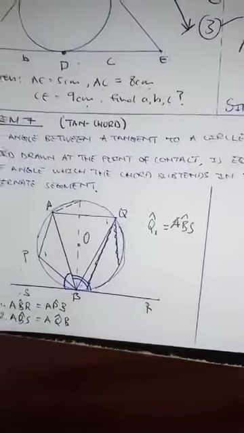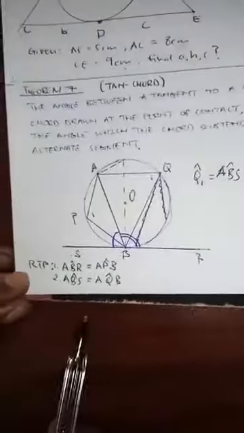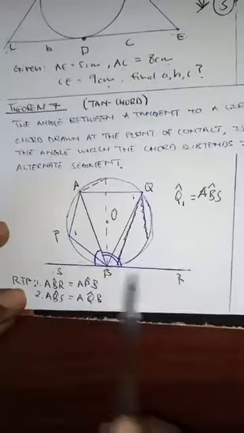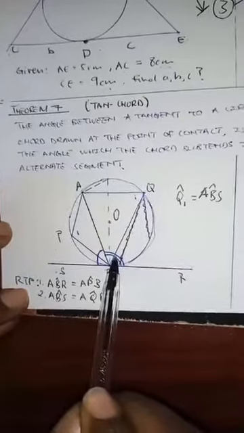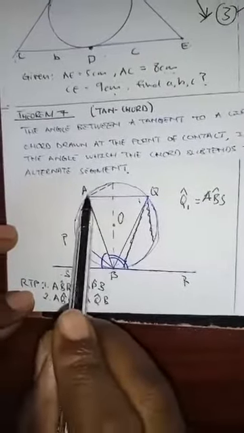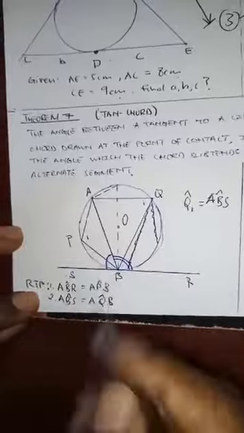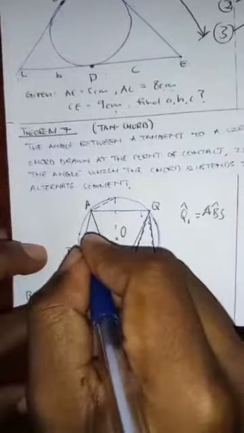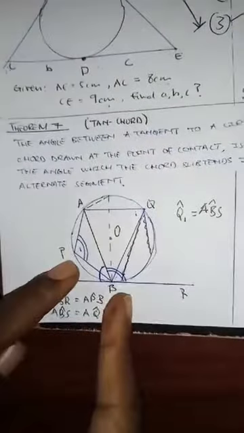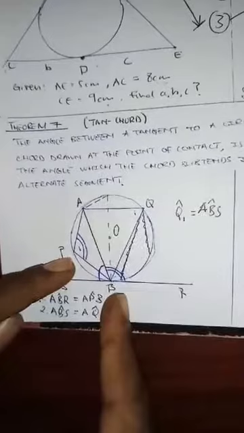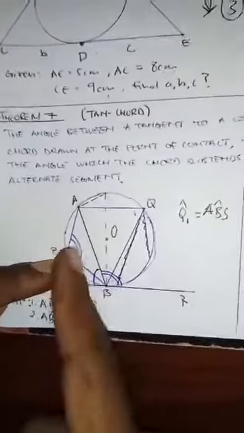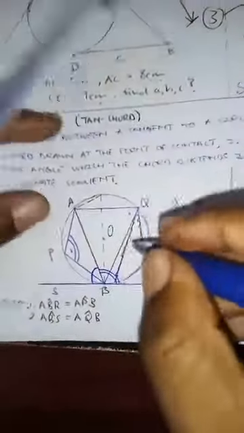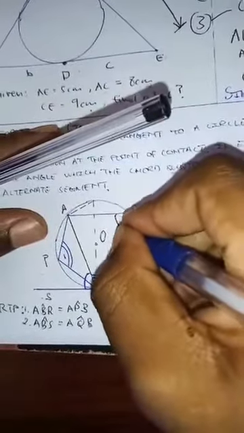So what are we required to prove? We are required to prove that ABR, which is that angle, is equal to APB, which is that angle. So this is the claim. Never mind the fact that I did not draw these angles to scale, so you can't see visibly that those two angles are equal. But that is the claim of the theorem which we need to prove, right?